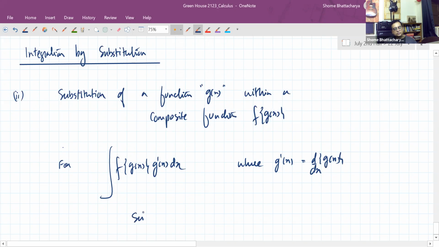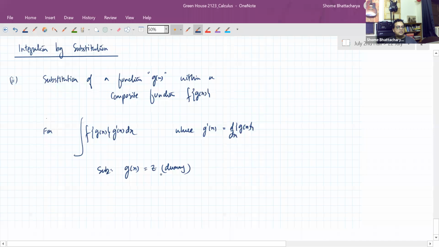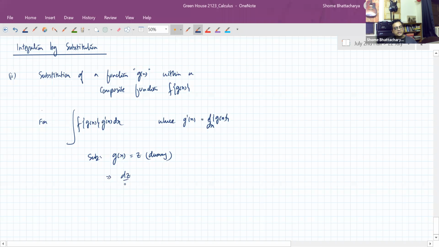What we do is we substitute the inside function in the composite function, that is g(x), as a dummy variable z. The moment we do that, dz by dx becomes g'(x), the derivative of this. So we can substitute g'(x) dx as dz, and the integration becomes integration of f of z into dz. That becomes the antiderivative of this, and then we just resubstitute.